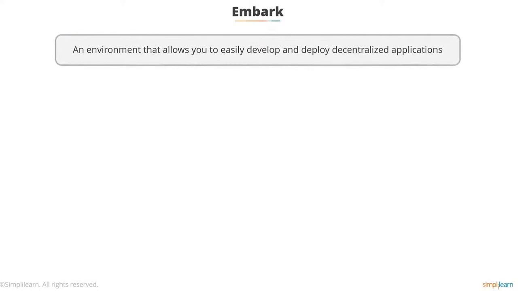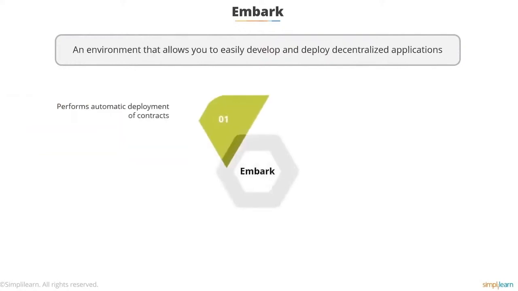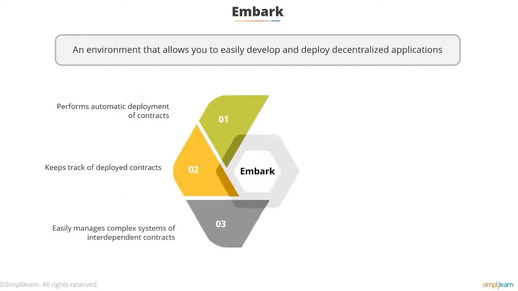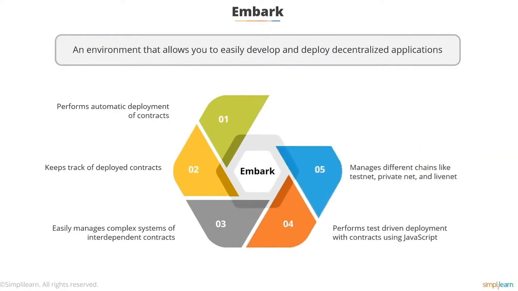Embark is an environment that allows you to easily develop and deploy decentralized applications. It performs the following functions. First, automatic deployment of contracts. Second, keeping track of deployed contracts. Third, managing the complex systems of interdependent contracts. Fourth, performing test-driven deployment with contracts using JavaScript. Fifth, managing different chains like testnet, privatenet, and livenet. And lastly, redeploying the contracts if any changes are made.